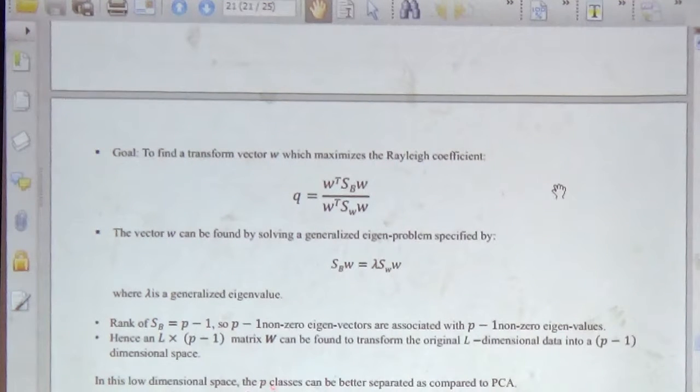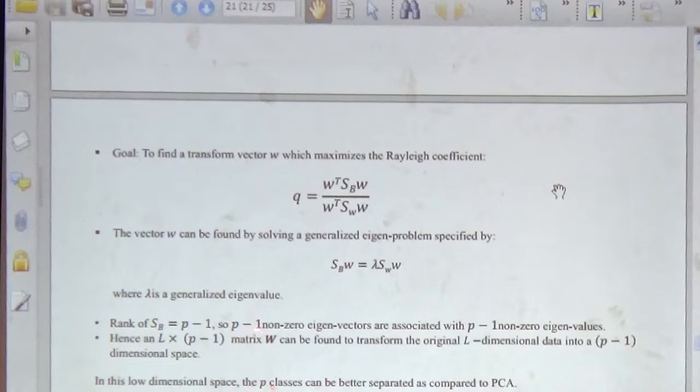So what I will do is compute or maximize the Rayleigh coefficient, which is defined like this, where this is the between class scatter matrix and this is the within class scatter matrix, and these W's are the eigenvectors which can be computed by solving this generalized eigenvalue problem. So this is obtained by using the data covariance matrix. So lambda is a generalized eigenvalue, and I will get a matrix W with which I can again multiply the original X.